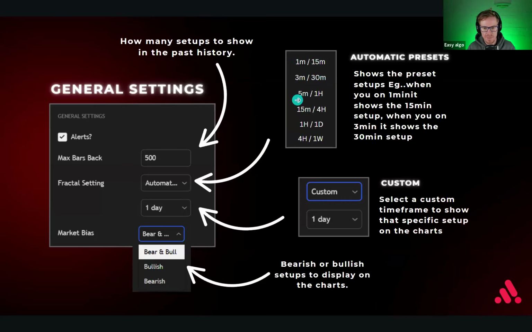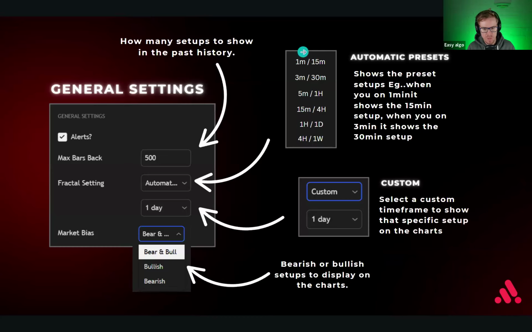If you're on the 15-minute, it's going to operate off the 4-hour higher time frame candle. If you're on the hourly, it's going to operate off the daily. And if you're on the 4-hour, it's going to operate off the weekly. So what this means is it's going to be looking at the higher time frame, and it's going to be creating the setup based on the higher time frame, then projecting it onto the lower time frame chart.